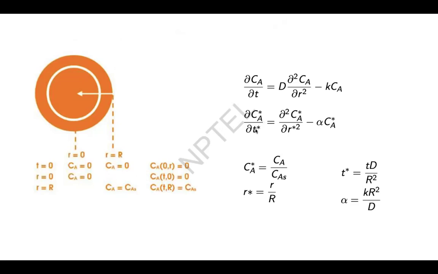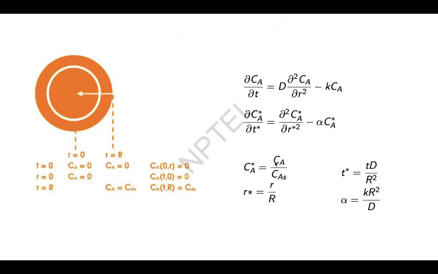Dou Ca star by dou T star is equal to dou square Ca star by dou R star square minus alpha Ca star. This is in dimensionless quantities. I'm not giving you step by step, but I hope you have done this in other courses also in chemical engineering. So I hope you understand how to convert from this equation to this equation. Now we have combined both K and D into one.